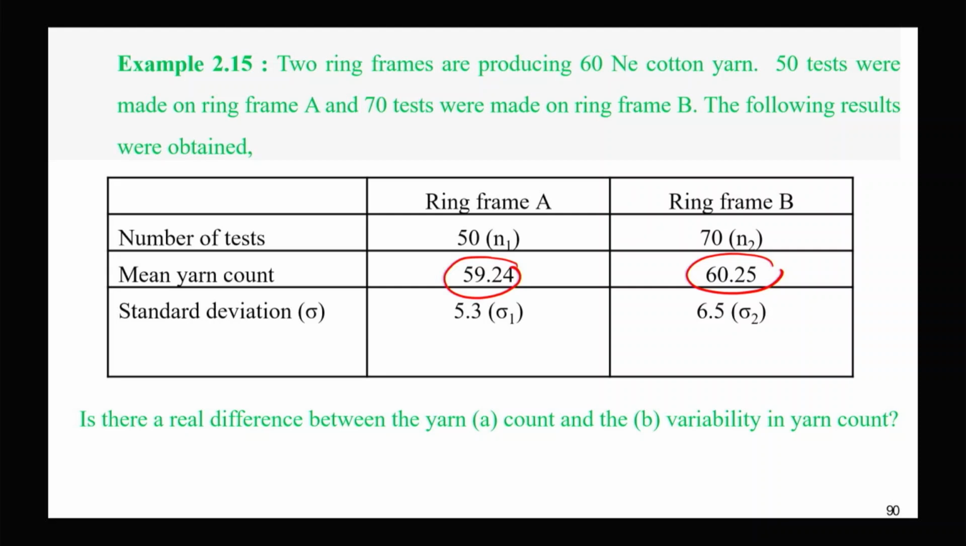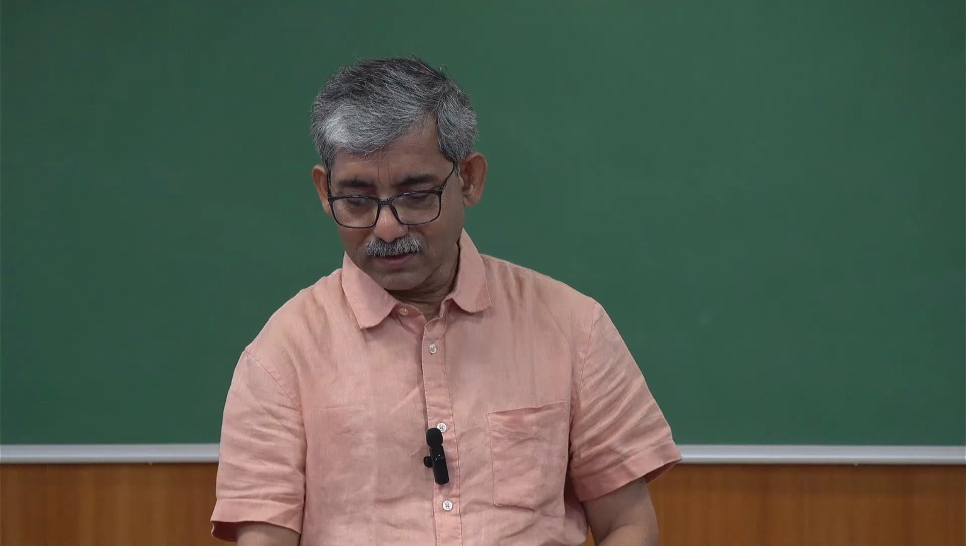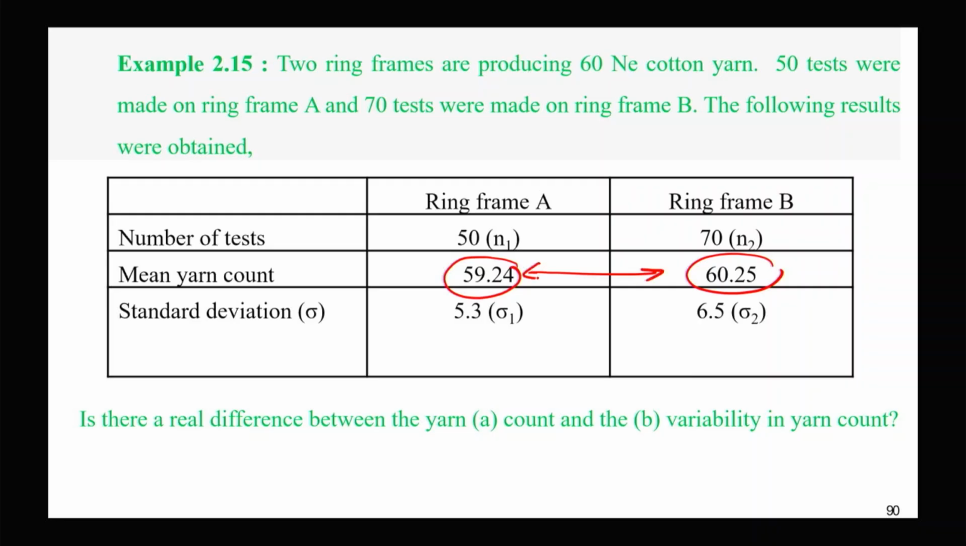as a same lot. It's not that ring frame A is a different lot and ring frame B is a separate lot, but we are going to mix. For that we are testing the significant difference between the two means irrespective of the nominal value.